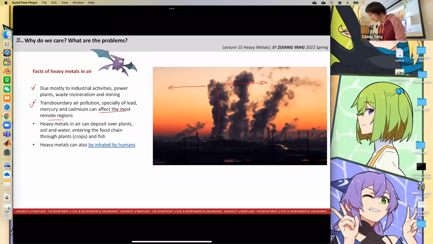to a very remote distance. And the heavy metals in air can deposit over plants, soil, and water, entering the food chain through the plants and fish, which is bad. Heavy metals can also be inhaled by humans when they are in the atmosphere. Also, when we have some particles in the atmosphere, these heavy metals may just attach to the surface of the particle. And when we inhale the particles, these heavy metals will be released in our body.